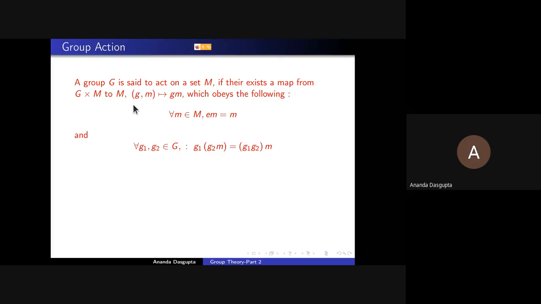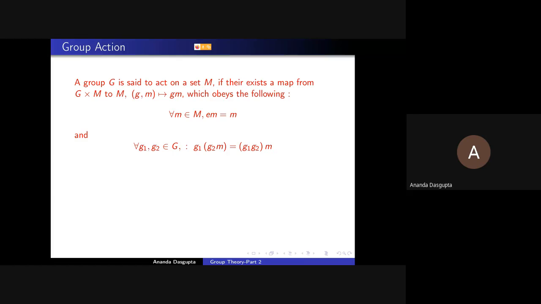Now, before I go on to the formal part of the definition, which is, of course, these two properties, let me remind you that we have already seen such group action. Like we saw what happens when you apply the elements of the symmetry group of the equilateral triangle on points of the equilateral triangle. There, our set M was basically the set of points in the equilateral triangle, and the group G was, of course, the symmetry group. And we found out what happens to any arbitrary point when you apply each of the elements one after the other.